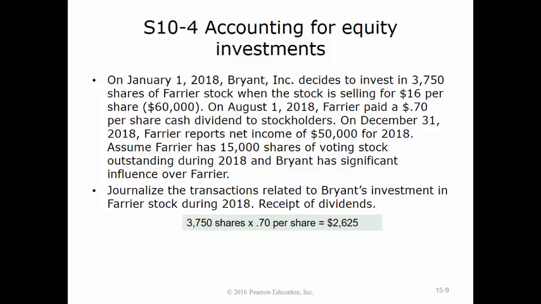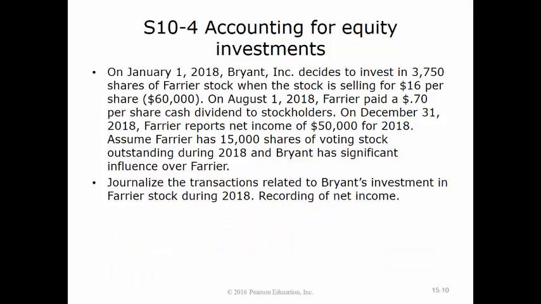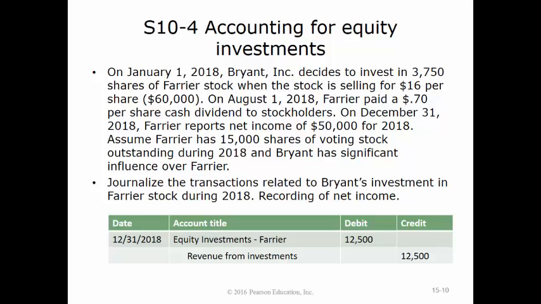Then, to make the entry, we debit cash and credit the equity investments Ferrier account for the $2,625. Next, we will record Bryant's portion of the net income of Ferrier on December 31st, 2018. Bryant would debit equity investments Ferrier and credit revenue from investments for $12,500. This is 25% of the $50,000 net income that Ferrier earned in 2018.